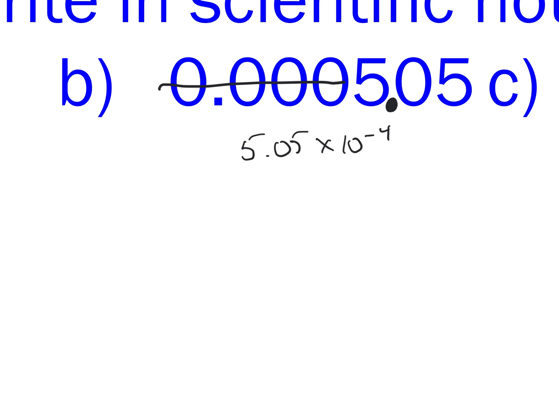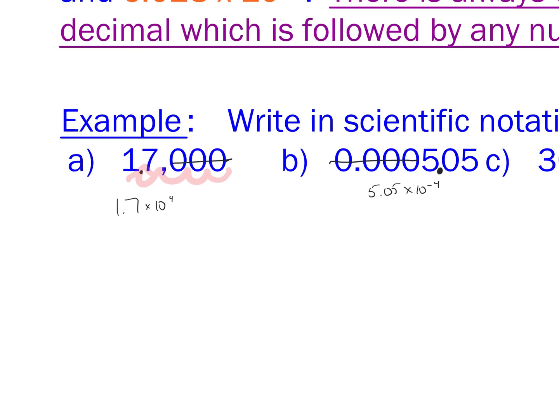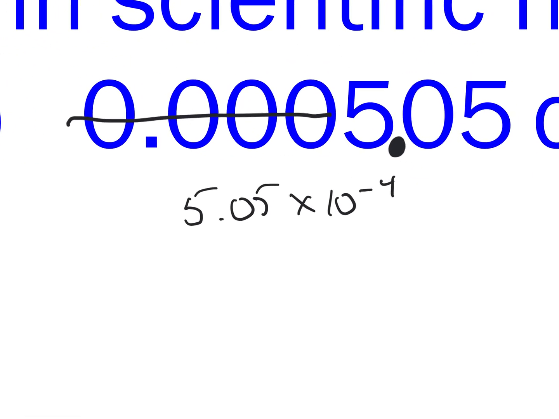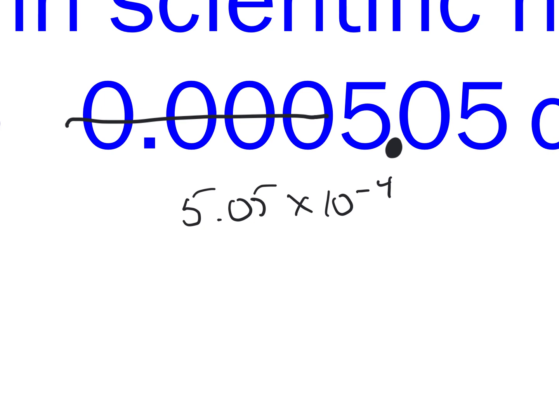All small numbers, that is numbers under 1, are going to have negative exponents. All big numbers will have positive exponents. So again, that number is 5.05 times 10 to the exponent negative 4.